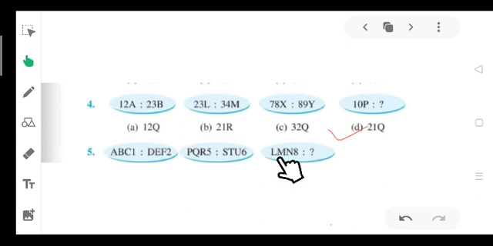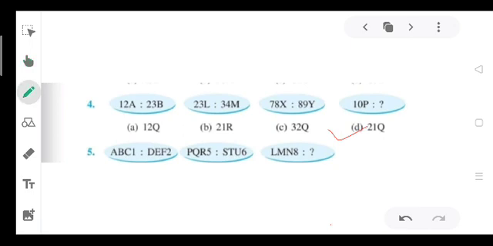So how can we fill this? L, M, N we will skip, here comes O. Then M, N, O we will skip, what will come? P. Here after N we will skip 2 letters, O and P. So what comes here? Q. And 8, its next number, we are writing next now, so it will be 9 here.